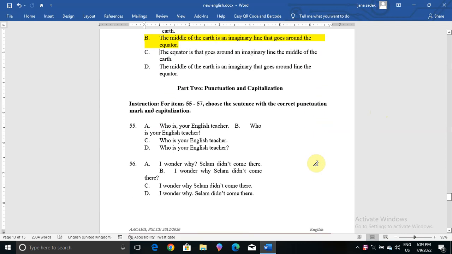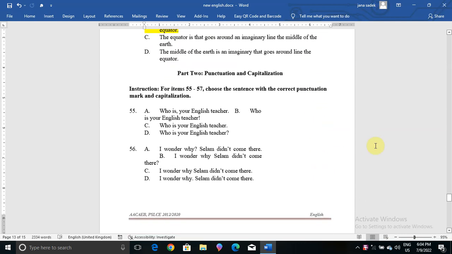Now in questions number 55, 56 and 57, there are punctuation and capitalization.